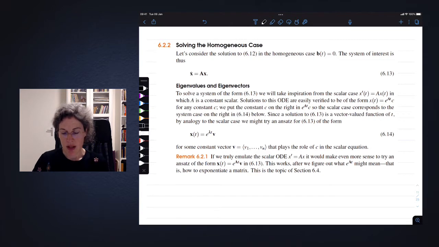So let's look at solving an equation like the one we've just seen, which is a homogeneous system of DEs.